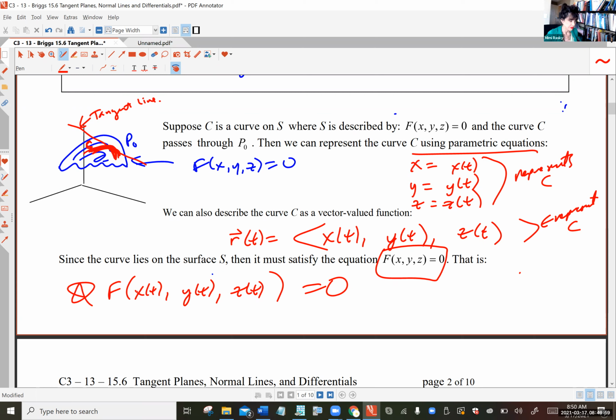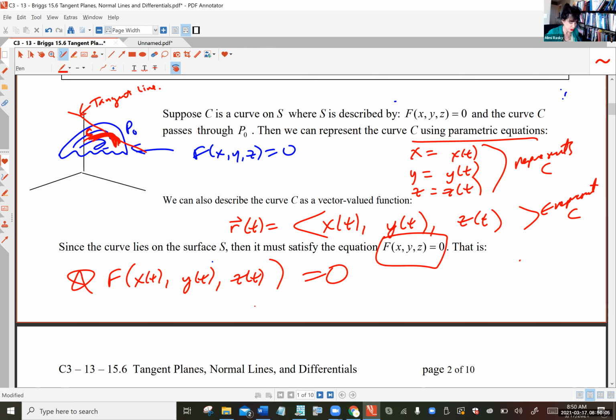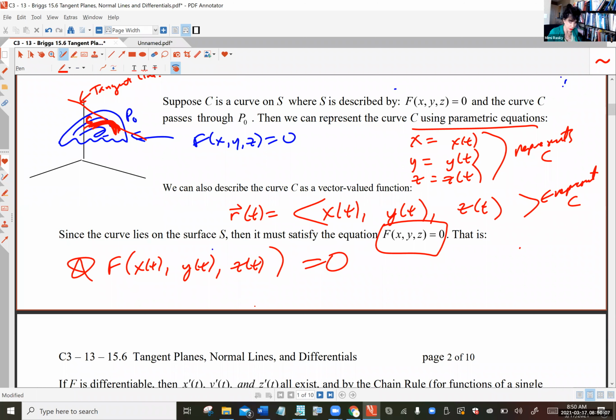Got it. Now, if f is differentiable and x prime, y prime, and z prime all exist, you can use the chain rule. So why do we want to use the chain rule? Well, we just got done with a quiz on the chain rule. So let me draw one of these tree diagrams because I love these tree diagrams. Here's f. It's a function of x, y, and z. But x, y, and z are all functions of t, like that. So t is driving the bus.